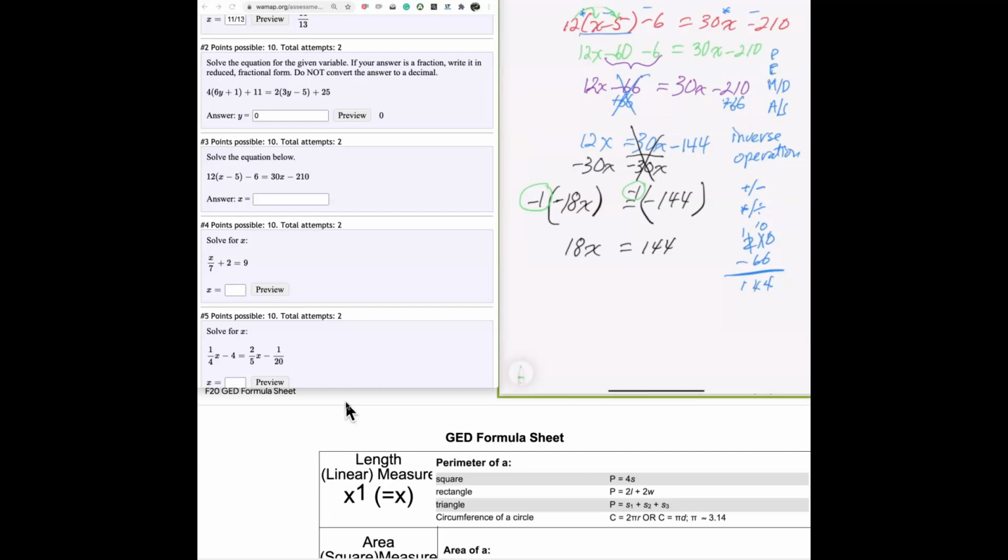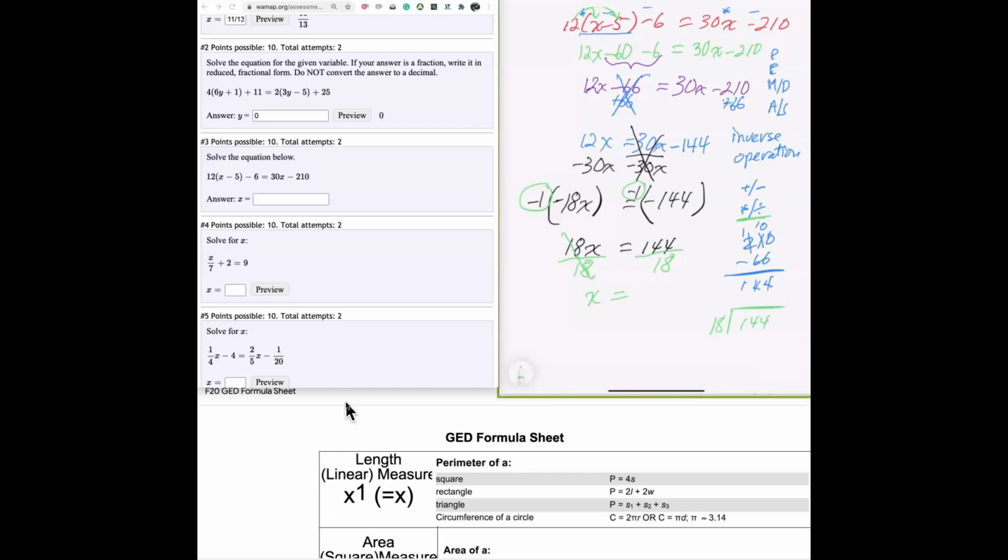So now we've got 18 times x. So we take the inverse of multiplication, which is division, and the number's right there for us. We take 18. We have to divide both sides by 18. 18 divided by 18 is 1, leaving 1x, which we call x. And that's equal to 144 divided by 18.